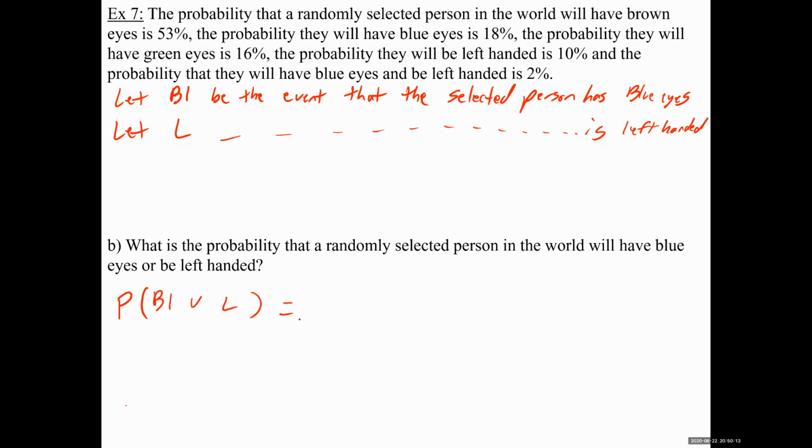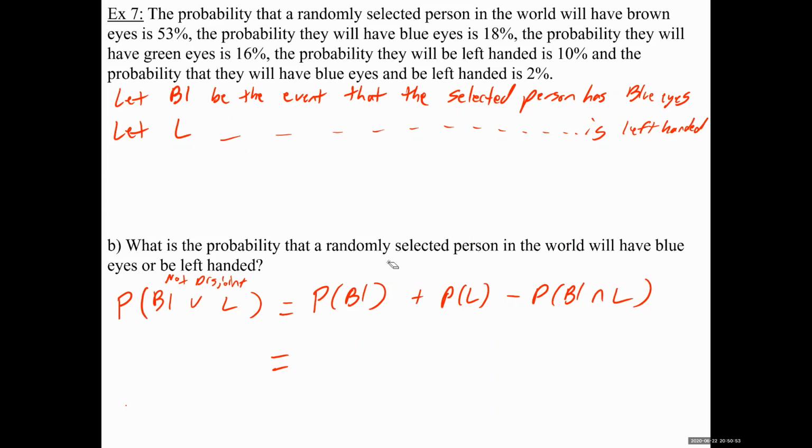Now I want to know if they're disjoint, so I know which formula to use. So I need to know if something's in both. Can someone have blue eyes and also be left-handed? Yes. So are they disjoint? No, not disjoint. When they're not disjoint, use the longer OR formula. It's going to be probability the first plus probability the second minus probability first and the second. And again, from here, we know all the answers to these 3 probabilities are given in the problem. So just put the answer in there and be done with it.